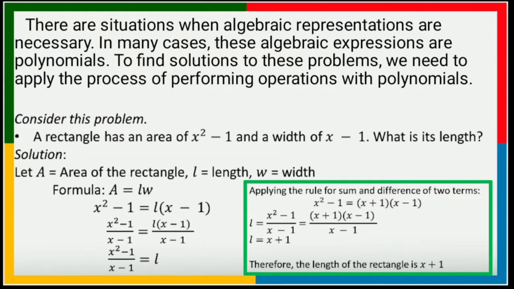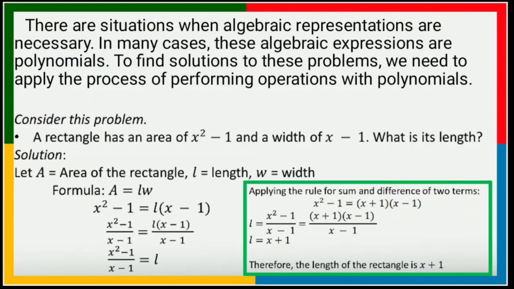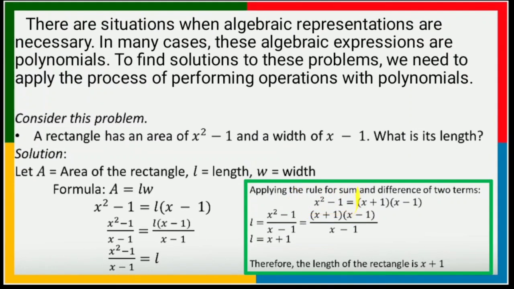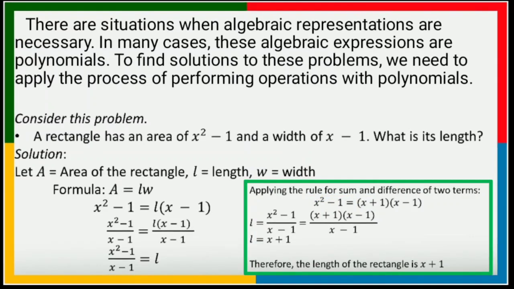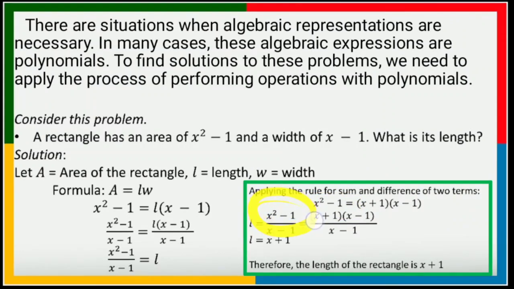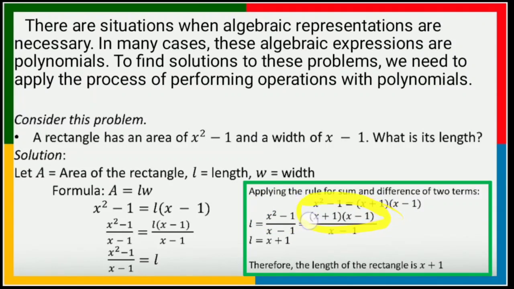When we check it, let's multiply x plus 1 times x minus 1, that is the sum and difference of two terms. x times x is x squared. Then positive 1 times negative 1 is negative 1. That's why we have x squared minus 1. That is the product of the sum and difference of two terms. In that case, let's use this as our numerator to substitute x squared minus 1, so it will be x plus 1 times x minus 1, then divided by x minus 1.